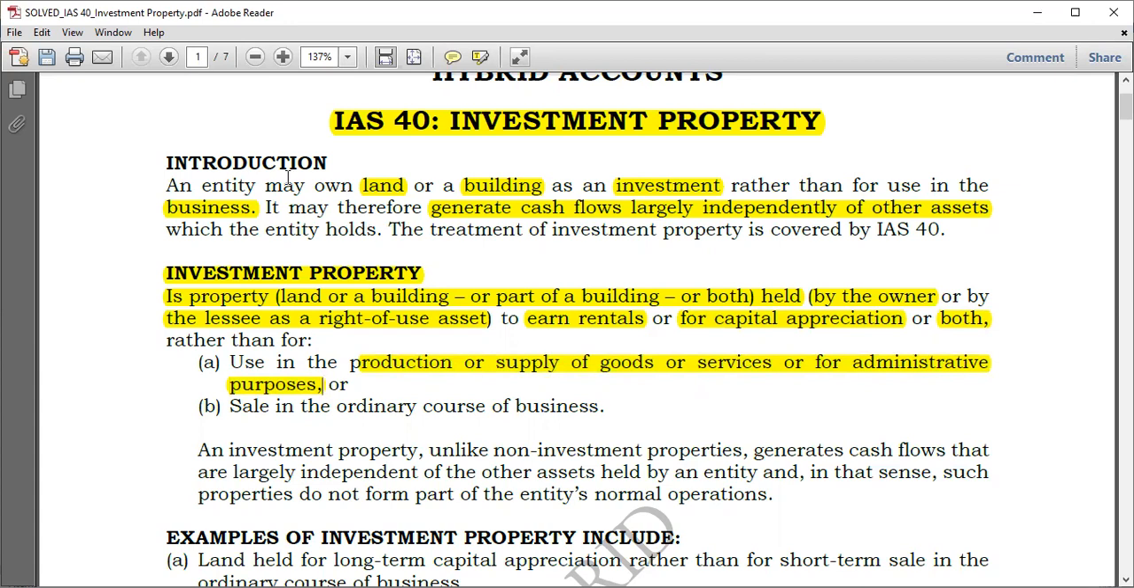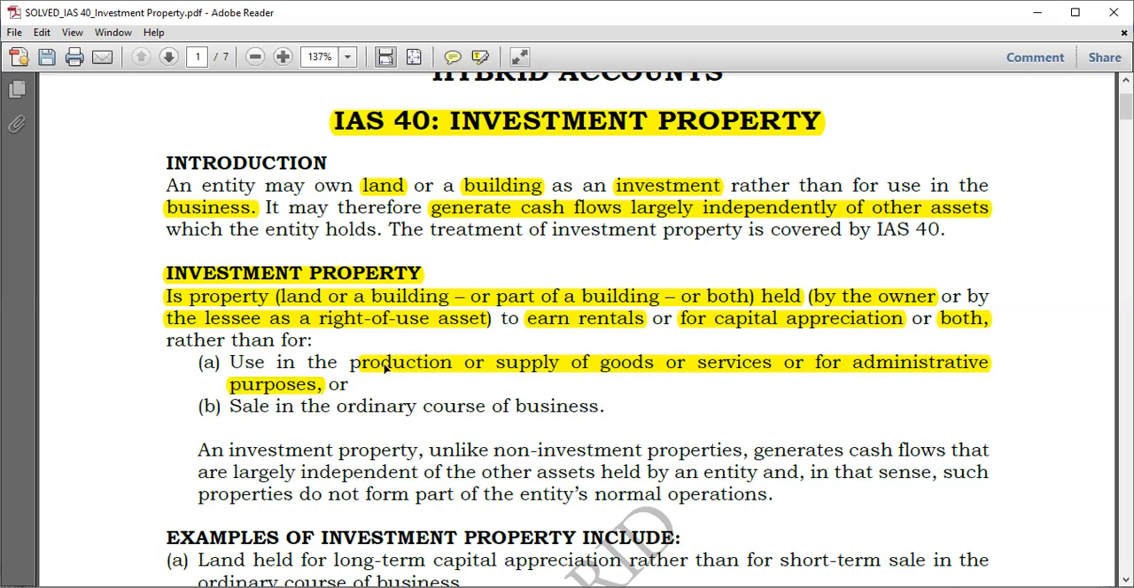As you know, if you are doing something for production, that means it makes production. After producing, you'll expect other assets to make sure that the asset is sold. And so it does not generate cash flow that is largely dependent on others. So let's say you have a machine, that machine can be used for production, or let's say you have a car, that car could be used for the supply of goods or services, or maybe it could be for administrative purposes, right?